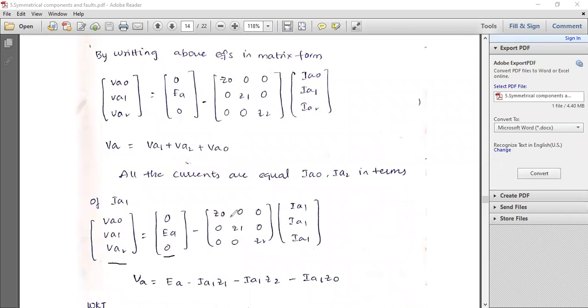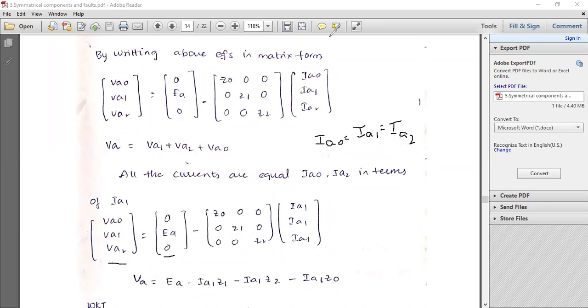Now Z0 is the zero sequence impedance, Z1 the positive sequence impedance, and Z2 the negative sequence impedance, multiplied by the current. We have already proved that all the sequence components of current are the same, that means IA0 is equal to IA1 is equal to IA2, is it not? So that's why I have expressed all the remaining terms, IA0 and IA2, in terms of IA1. Now VA is the sum of VA1, VA2, VA0.